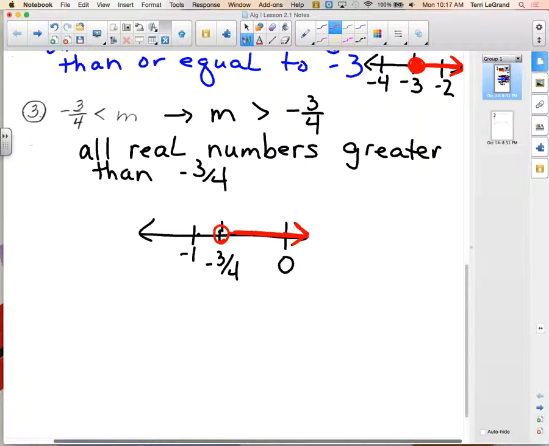Yes. So let's just check that out now. Let's go back to how it was in the beginning. Let's take that 0 that's in the shaded region and let's put it in here for m. Is -3/4 less than 0? Yes. So it looks like we did an okay job when we even switched it around.